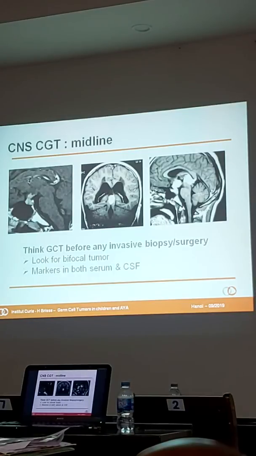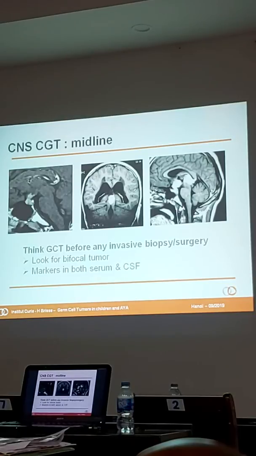So if you find a slight elevation of beta HCG, it's a good marker for germinoma, which is the most frequent histology in the brain. If you have a very important increase, more than 50 international units of beta HCG, it's a choriocarcinoma, which is the more aggressive tumor. And of course, if you have AFP increased, it's a yolk sac tumor, so it's also classified as more malignant.